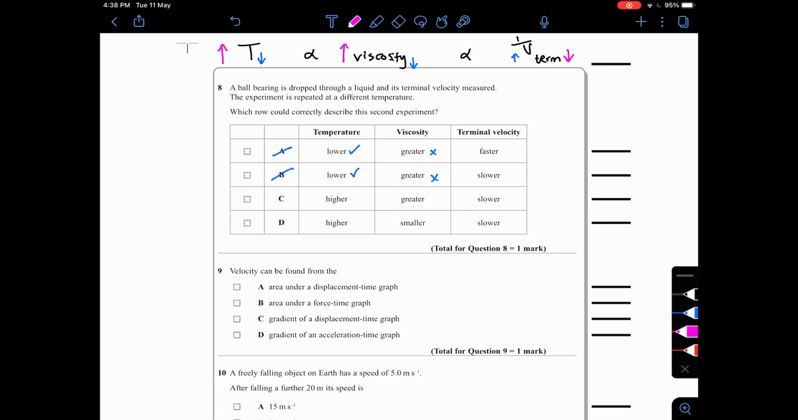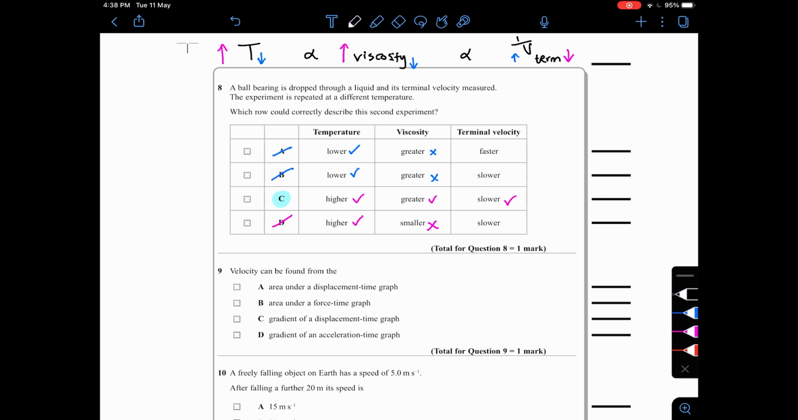So if we increase temperature, viscosity increases, yes. Terminal velocity decreases, yes. So we know that C is the correct answer. The third one is obviously wrong. The last one is obviously wrong, because if we increase the temperature, we should also increase the viscosity, but it says smaller, so that's wrong already. So C is the answer.